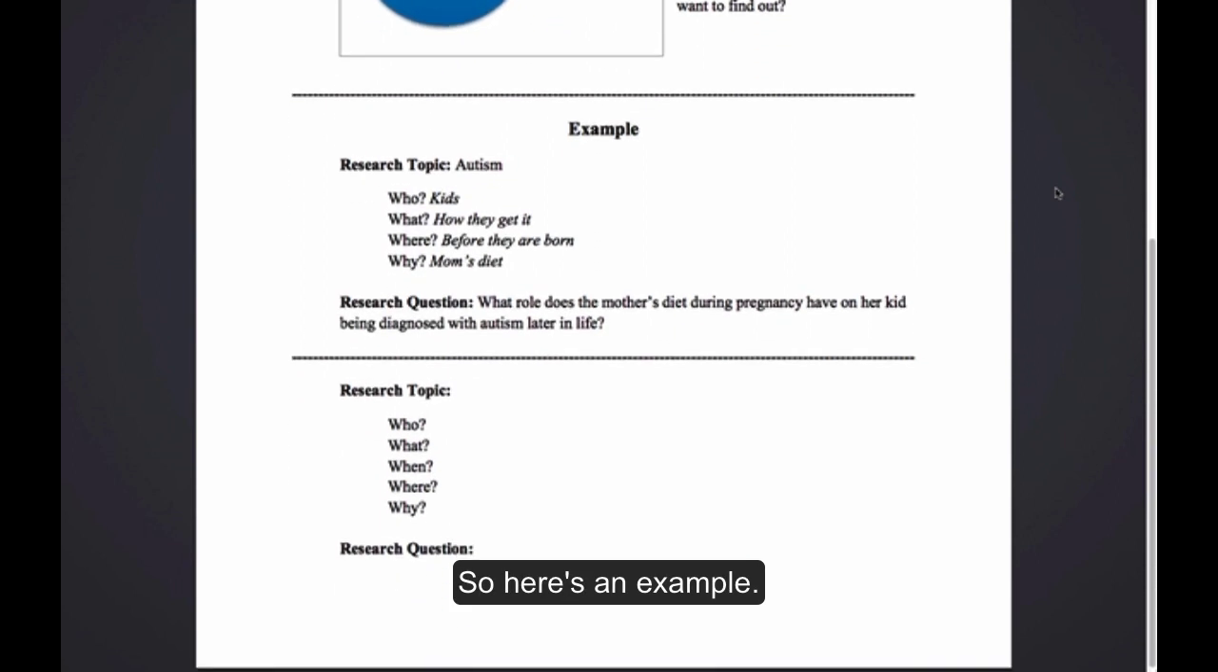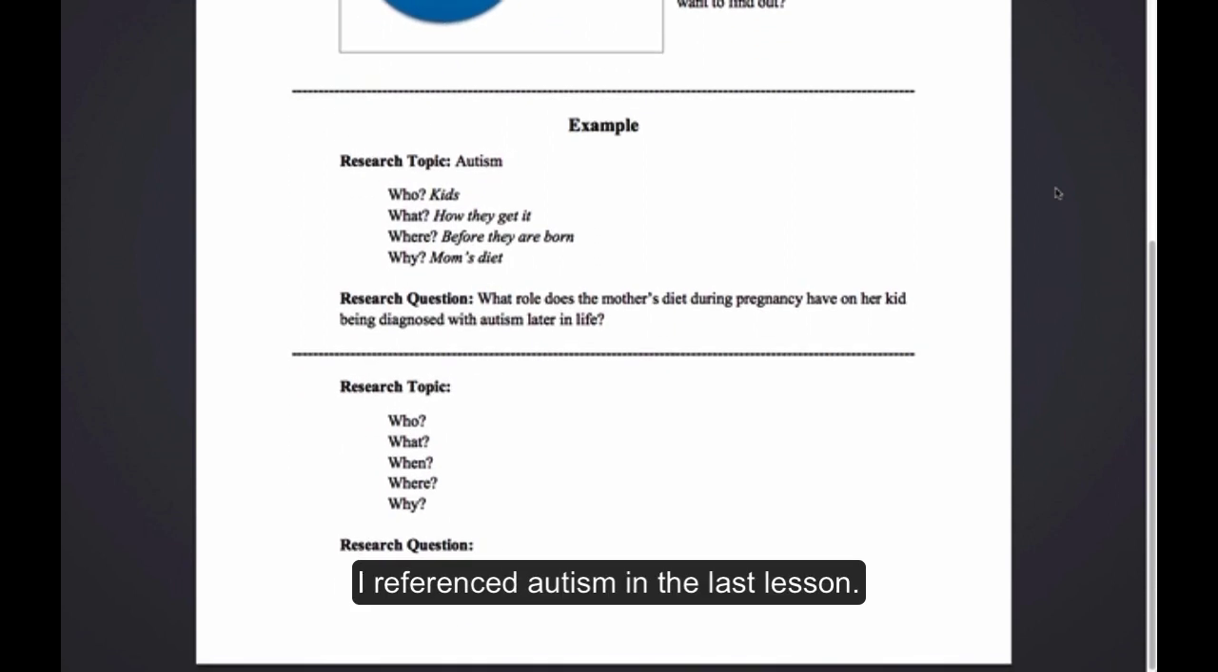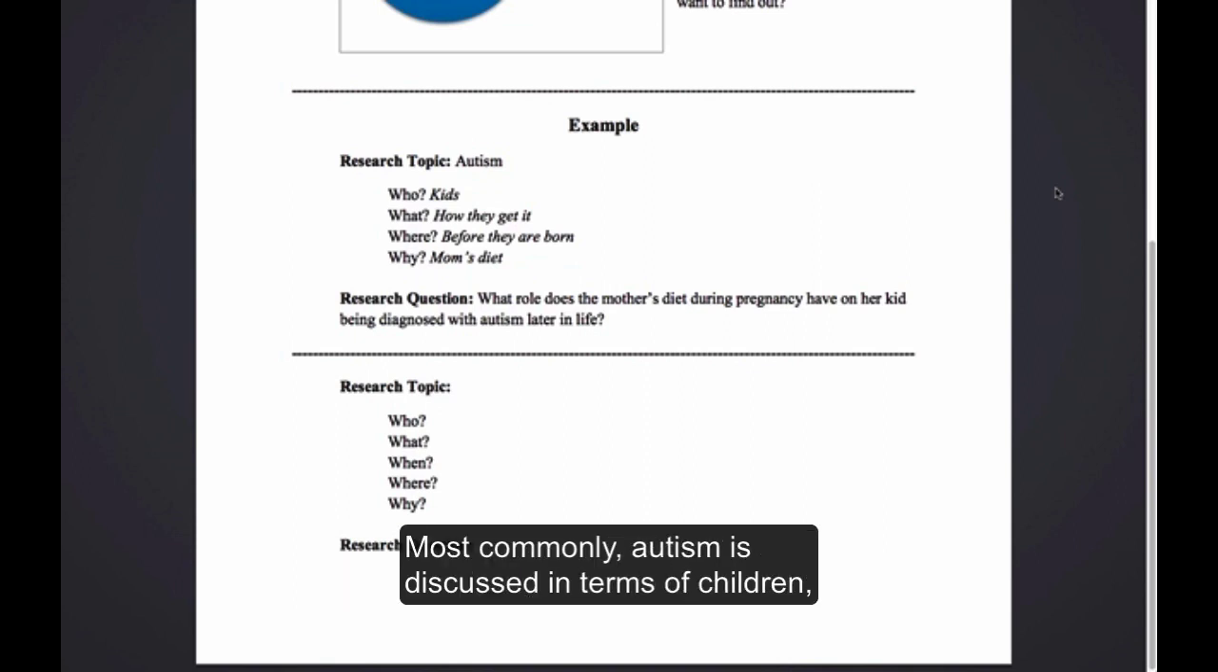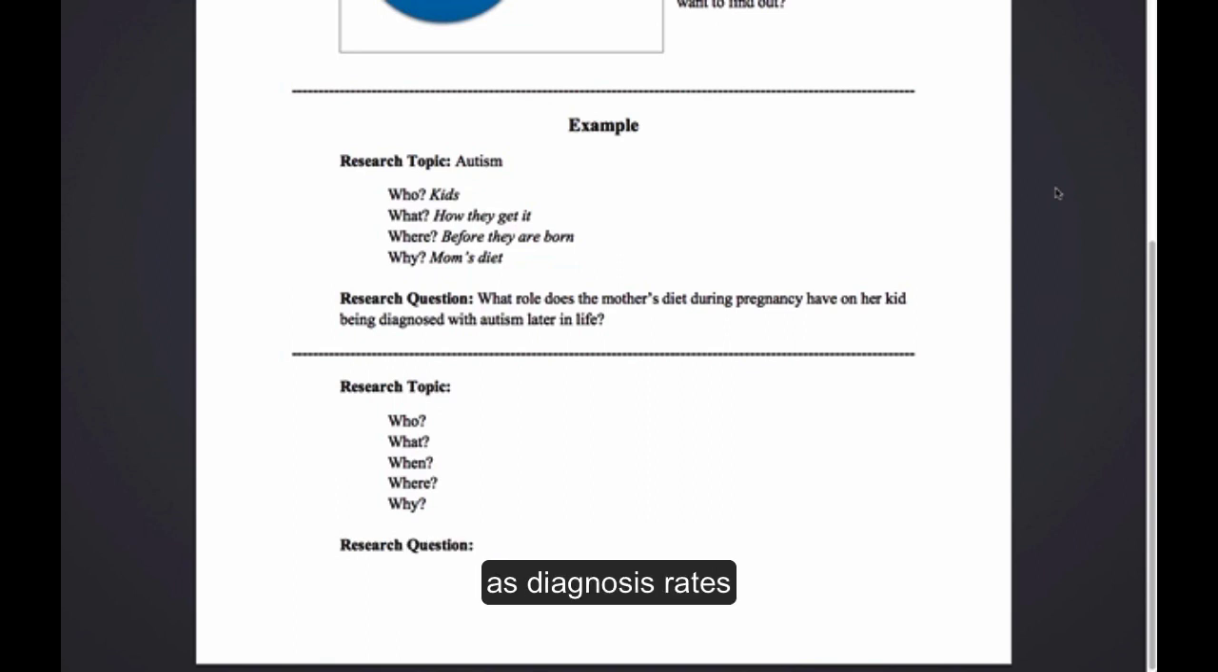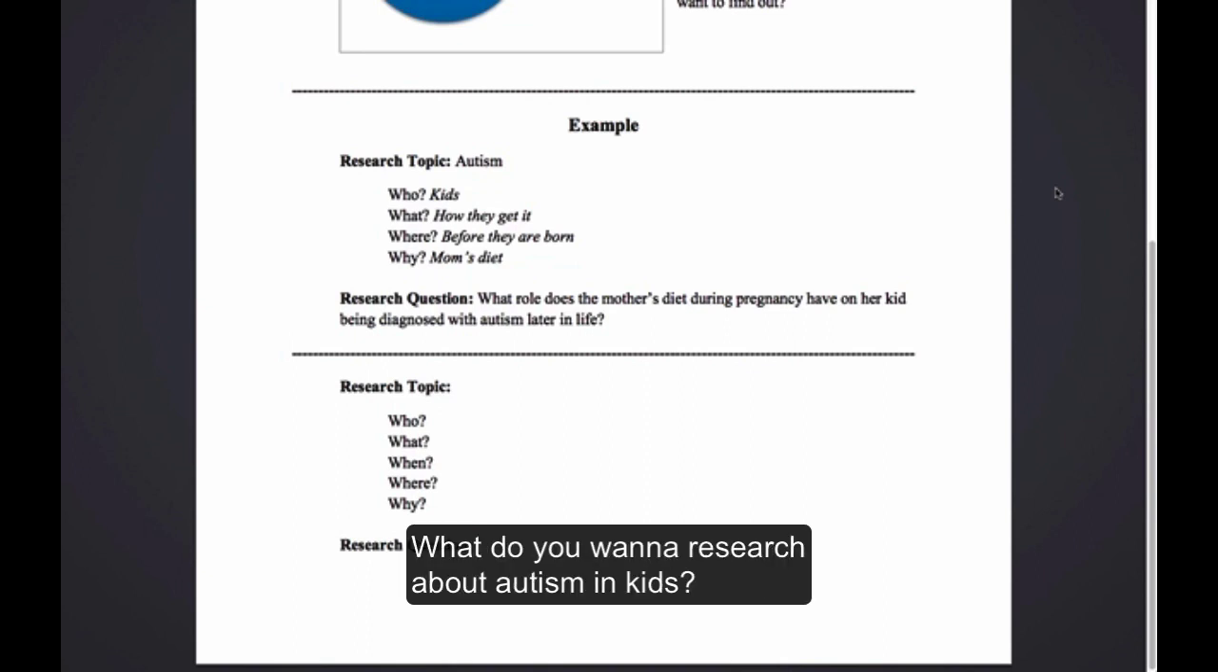So here's an example. I referenced autism in the last lesson. So if you want to research autism, that's way too big of a topic. You're going to get lost and overwhelmed. So think about who do you want to research in regards to autism. Most commonly, autism is discussed in terms of children, as diagnosis rates are increasing across the world. What do you want to research about autism in kids? A question out there that a lot of scientists are working on and studies are being developed is how do they get it? No one really seems to know.